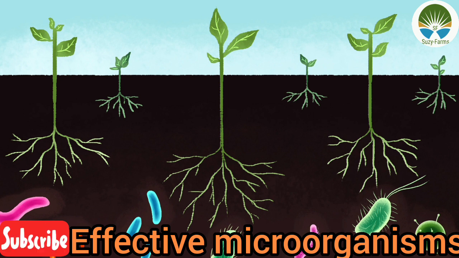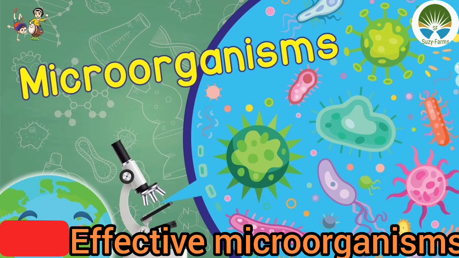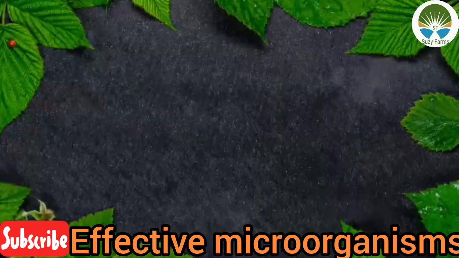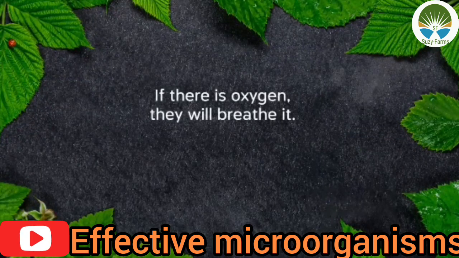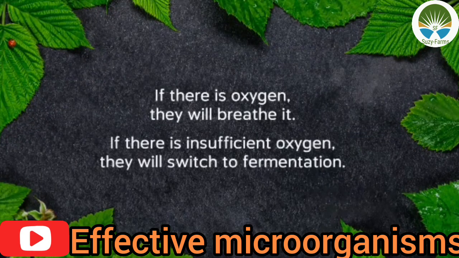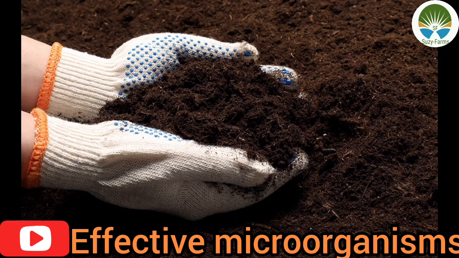One really interesting thing about the microorganism in EM is that they mostly are facultative anaerobic, which means if there is oxygen, they will breathe it. But if there's insufficient oxygen, they will switch to fermentation. So they can live in very different environments. Hence, the soil ecosystem can therefore be regarded as a living system consisting of diverse group of microorganisms.